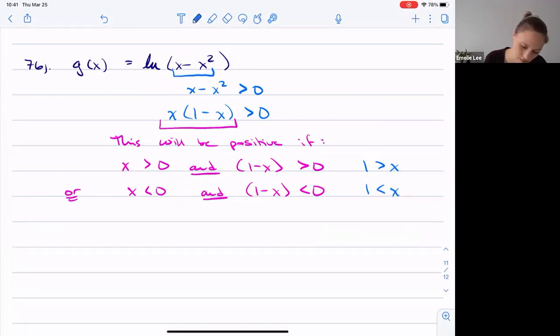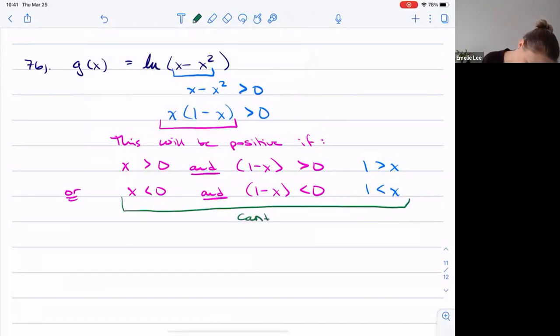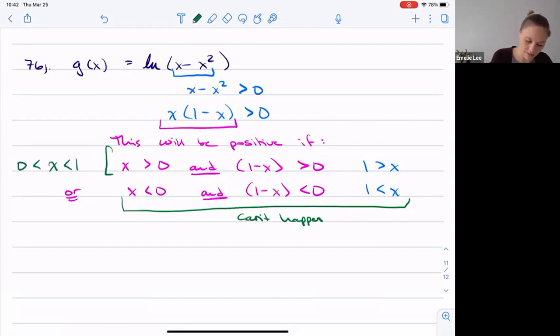It can't happen, right? Because they both have to happen at the same time. So x here is larger than 1, but it also has to be less than 0, so that can't happen. And so here, x is greater than 0, but x is less than 1. So from here, x is between 0 and 1 is the domain.